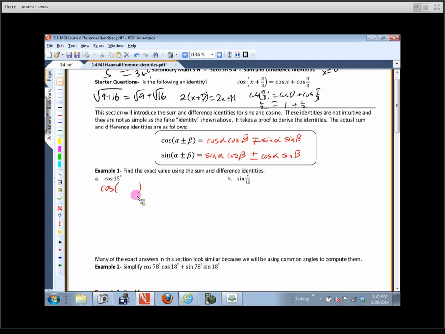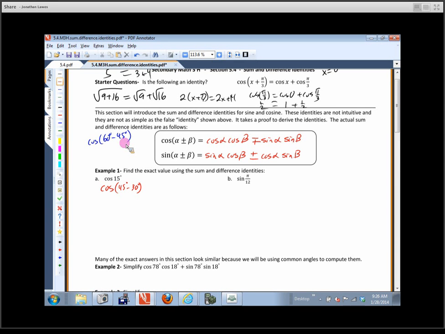Now, what would the easiest way to rewrite 15 degrees be in terms of angles that we already know? Yeah. 45 minus 30. That work? Okay. Did anybody think, hey, I'm going to use cosine of 60 minus 45? Would that work? That would. Okay. If you apply these identities correctly in both situations, you're going to get exactly the same answer.